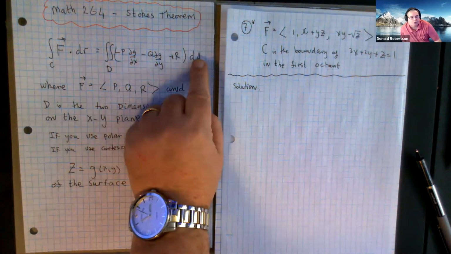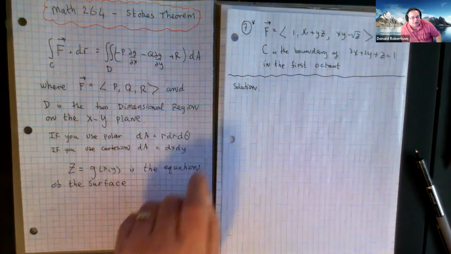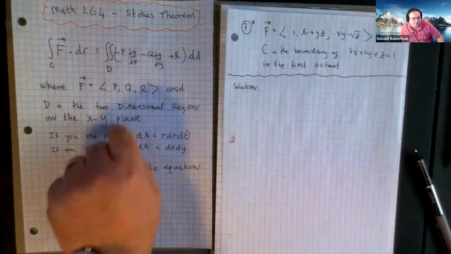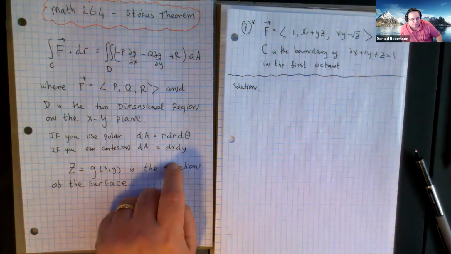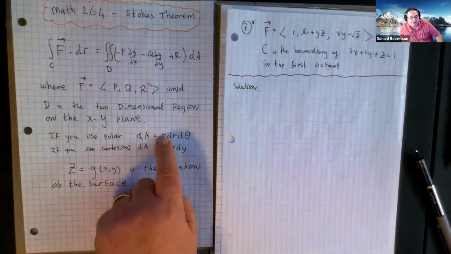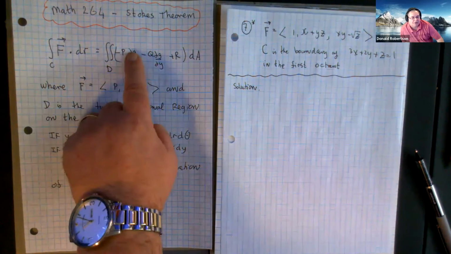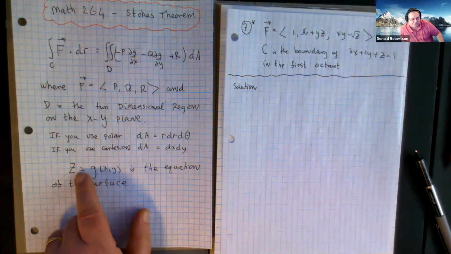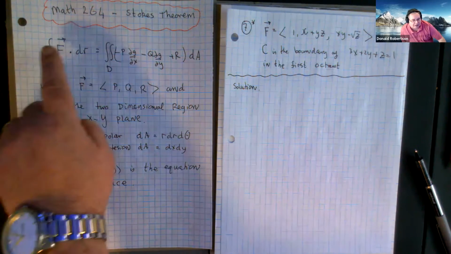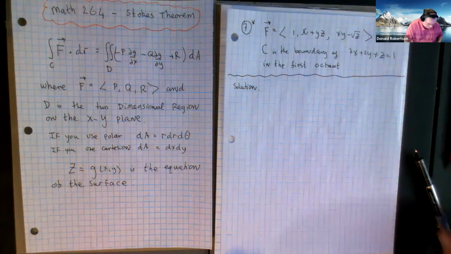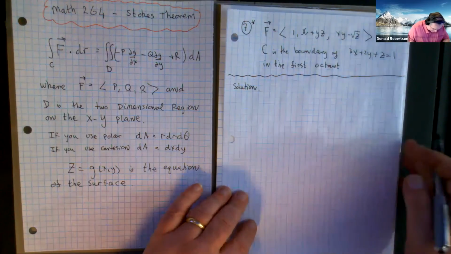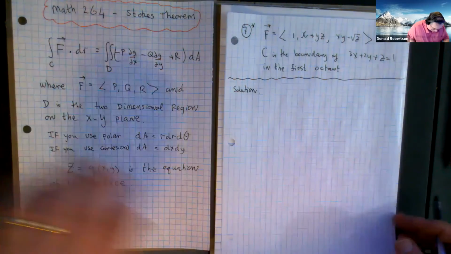This fella here will be dx dy. If you use polar, because the thing on the floor is connected to a circle, then you'll use r dr d theta. And the guy that's called G here, that is the surface that this thing came from. So I'll do another picture because I don't want to mess this up.